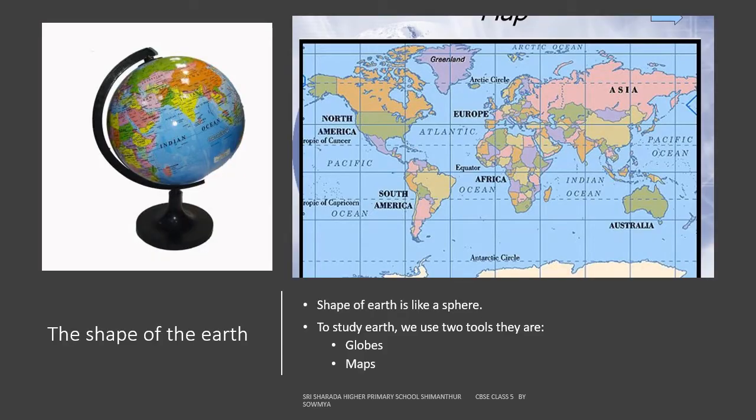The shape of the earth. Today we know that its shape is like a sphere. The earth is very big in size and it's difficult for us to study it as a whole. To study Earth, we use two tools. They are globes and maps.